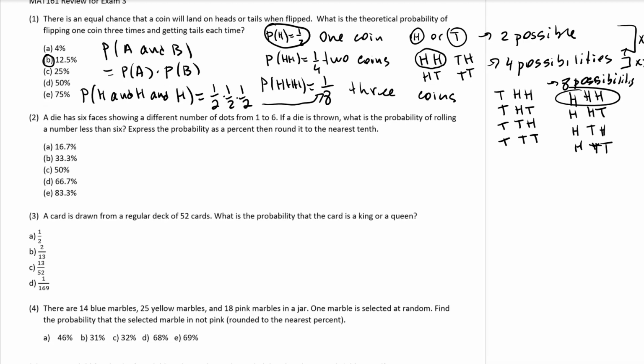A die has 6 faces showing a different number of dots from 1 to 6. If a die is thrown, what's the probability of rolling a number less than 6?